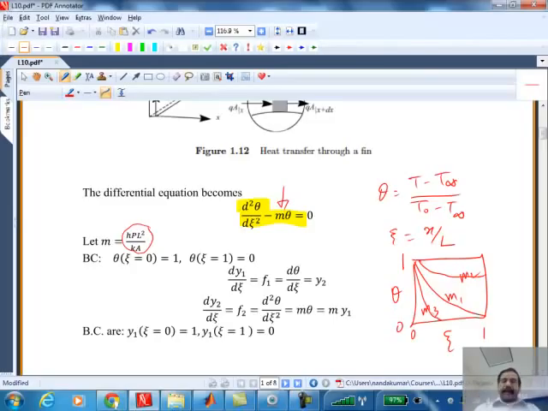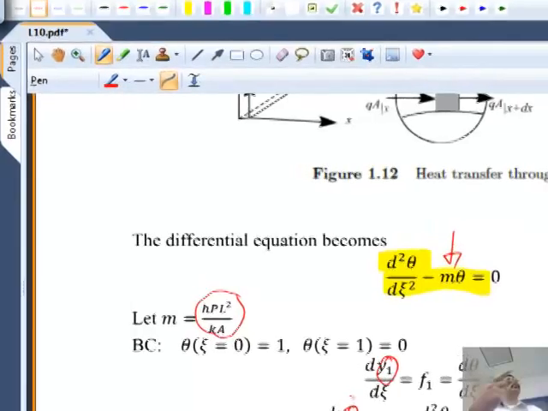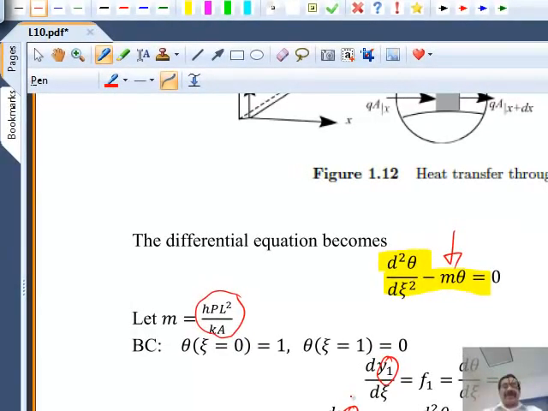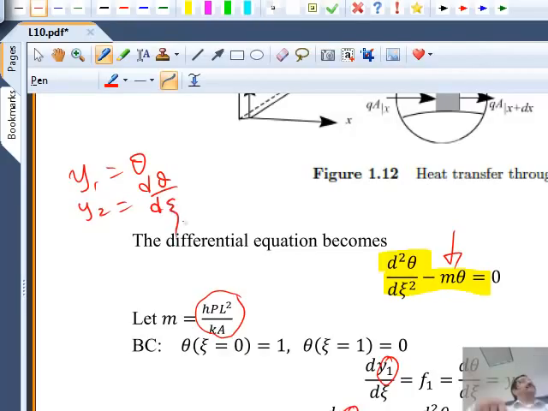Now the next thing, as I said, is to convert the second order system into two first order equations. So we introduce two new variables, y1 and y2, and we obtain two equations for those two new variables. In fact, y1 is simply theta, and y2 is simply d theta d psi. If I had a third order equation, y3 will be simply the next derivative, d squared theta d psi squared. And I'll give you an example of that type.